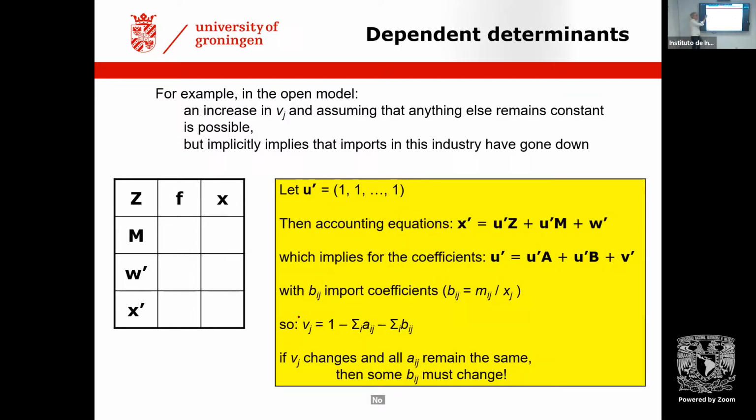So you have the sum of V plus the sum of M and W must be exactly the outputs. So we have here now that the value added coefficient equals 1 minus the sum of the input coefficients minus the sum of the import coefficients. And as long as you're not going to do something with the import coefficient, you can always say V changes, A remains constant, hence implicitly the B's, the import coefficients, change. But if you're not interested in the B's, who cares? Technically it's possible.